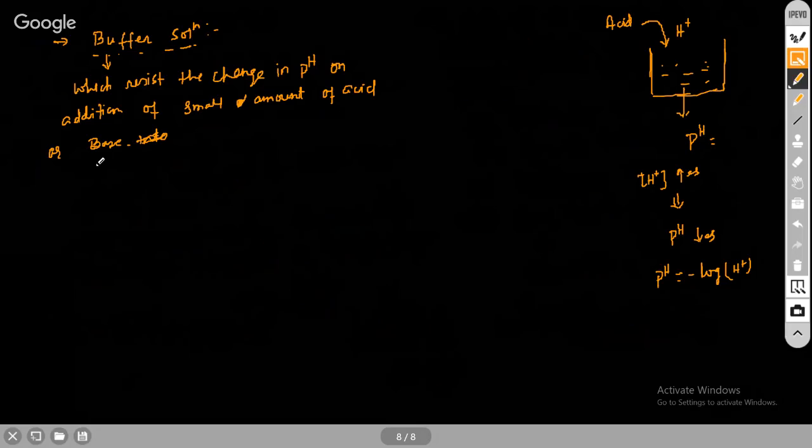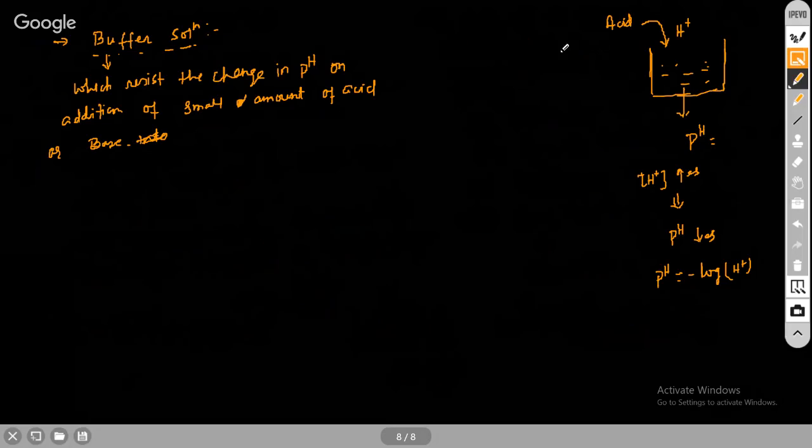Okay. So any solution, if you have added a small amount of acid or base, and the solution resists the change in pH, then the solution is said to be a buffer solution. It resists the change in pH, but it does not mean that the pH of the solution will not change. The pH will change, but the change will be less than the change when the solution is not a buffer solution. Right? Means what?